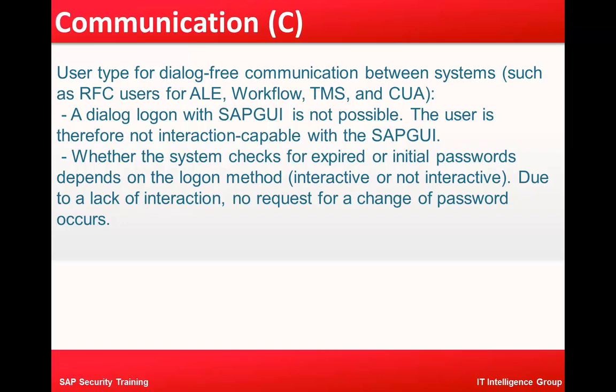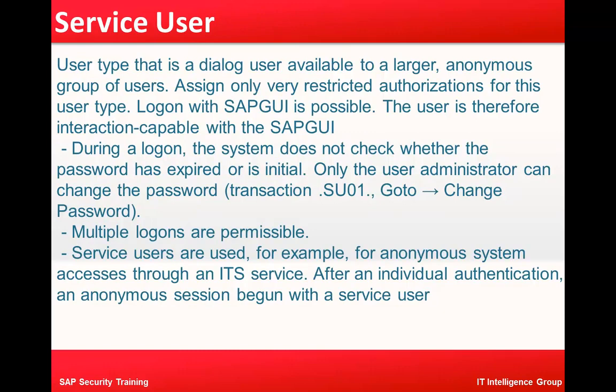Next is the communication user. This is a user type for dialog-free communication between systems. Dialog logon with SAP GUI is not possible. Whether the system checks for an expired or initial password depends on the logon method, that is, interactive or not interactive. Due to lack of interaction, no request for a change of password occurs, and we use this type of user mainly for CUA, TMS, workflow, ALE. So we need to make a call on which user to use.